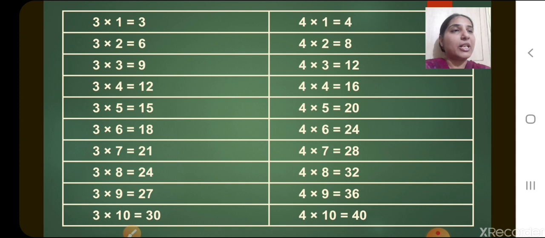and 3 tens are 30. Now the table of 4. 4 ones are 4, 4 twos are 8, 4 threes are 12, 4 fours are 16, 4 fives are 20, 4 sixes are 24, 4 sevens are 28, 4 eights are 32, 4 nines are 36 and 4 tens are 40.